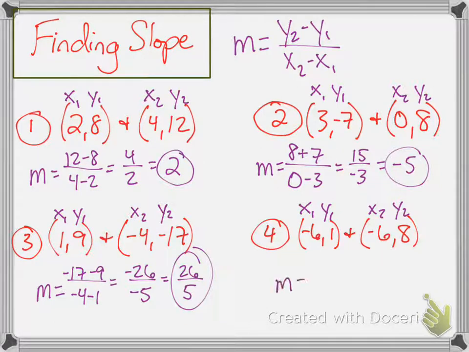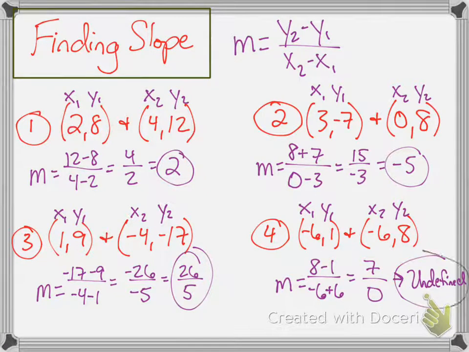And then last but not least here, the 4th example, y2 minus y1, 8 minus 1 over negative 6 minus negative 6. So I'm just going to write that as negative 6 plus 6. Top becomes 7, bottom becomes 0. If you get a weird one like this where the bottom of your fraction is 0, as you should know by now, you cannot divide by 0. That doesn't work. You cannot split something into 0 groups. If that is the case, you write it as an undefined slope. Do not leave it as 7 over 0.